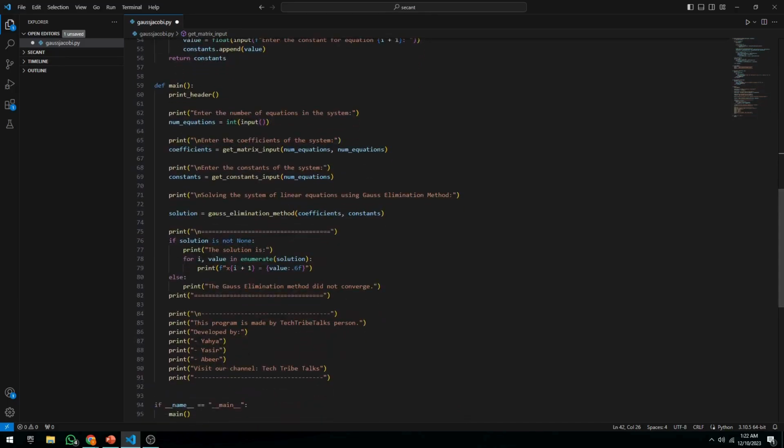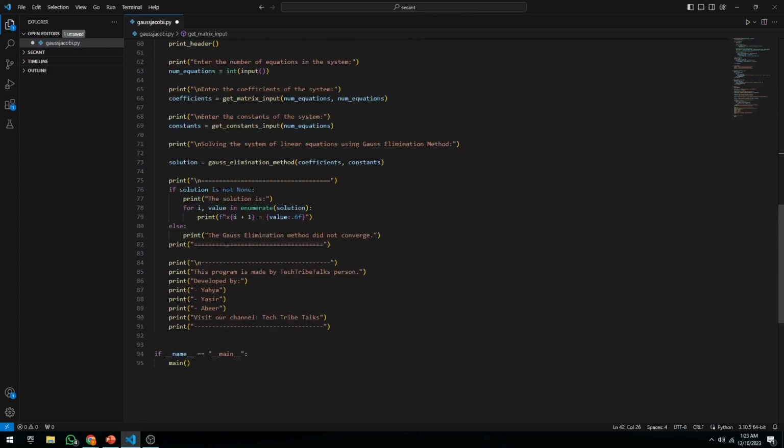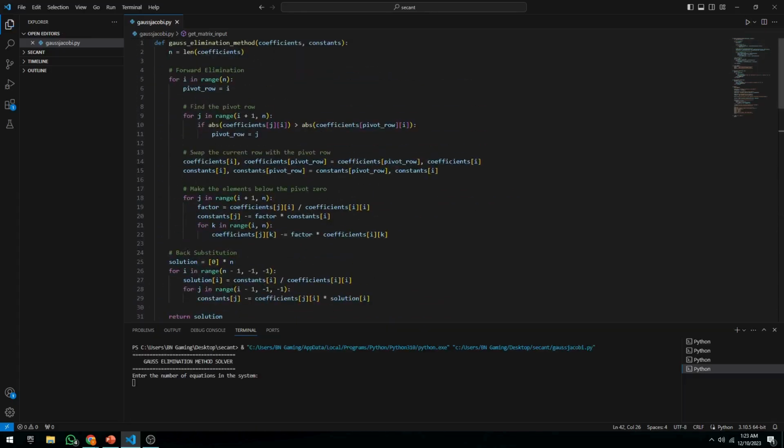coefficients and constants, and then we'll apply an if-else condition, that if solution is not none, then we'll print "the solution is", and then we'll apply a for loop inside it, that for i, value in enumerate solution, print i plus 1 equals value. And if that's not the case, then we'll apply the else condition, and in the else condition we'll make the program print "the Gauss elimination method did not converge". So let me show you by running this code what I mean.